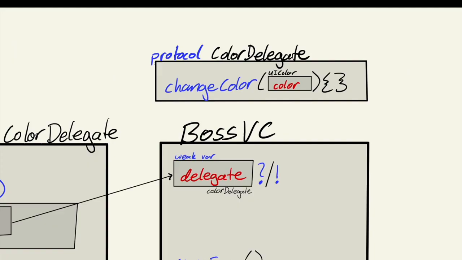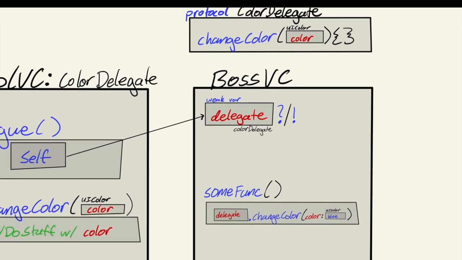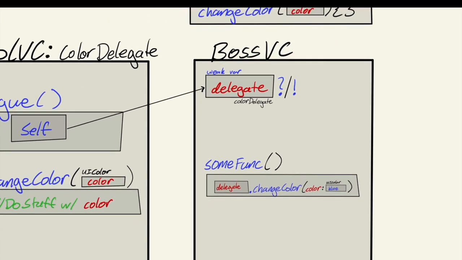And essentially within this protocol definition, you're just going to declare a function, and that function is going to have whatever parameters. It's going to have its function name. You're just going to declare it. You're not actually going to write out the functionality, so it's just the definition. And then in your boss VC, this is the view controller that's going to have that data, or whatever object is going to have that data.